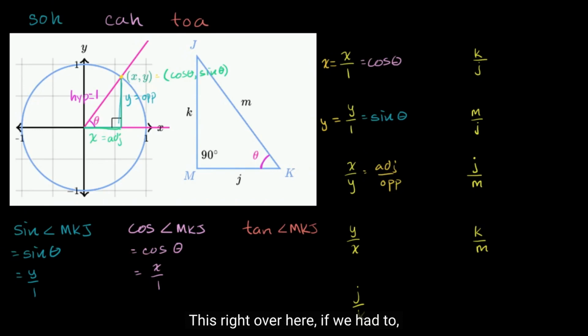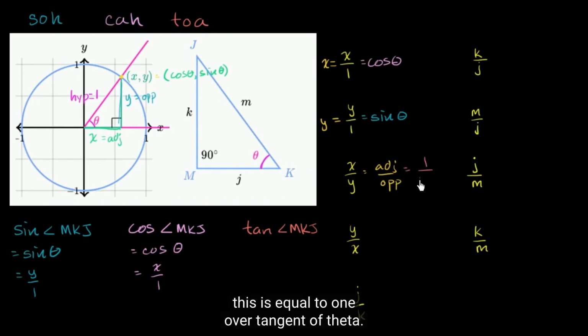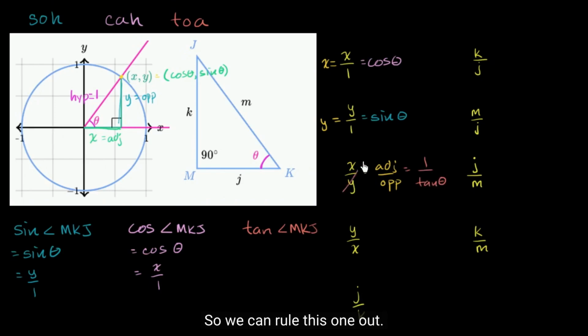So this right over here, if we had to, this is equal to 1 over tangent of theta. And we later learn about cotangent and all of that, which is essentially this. But it's not one of our choices. So we can rule this one out.